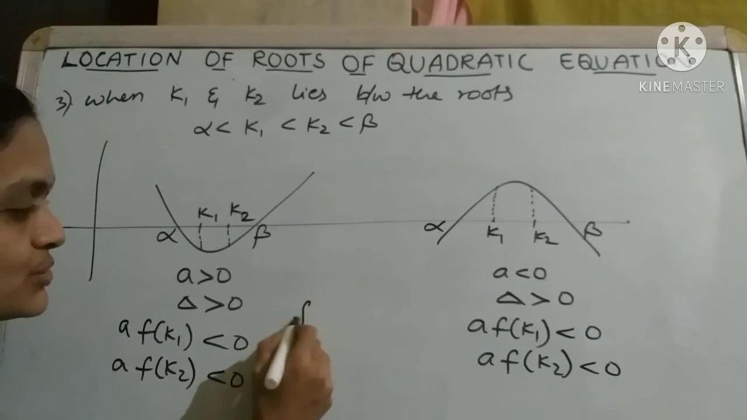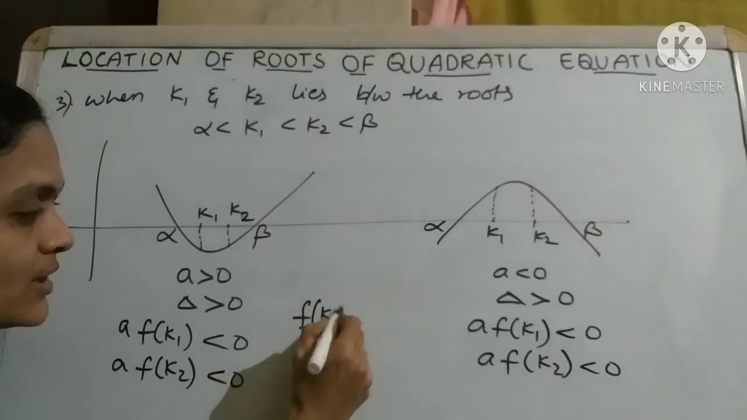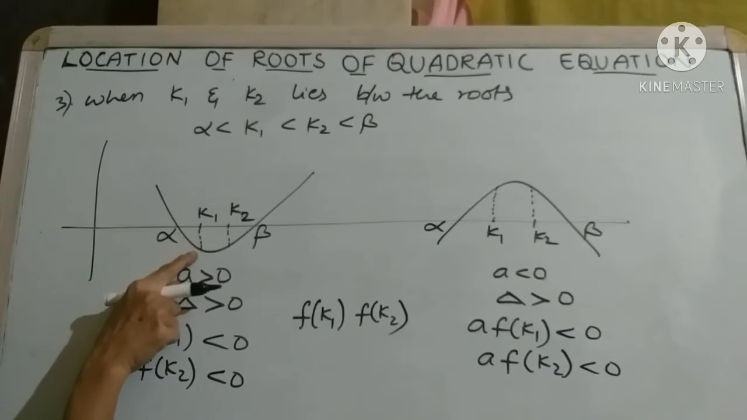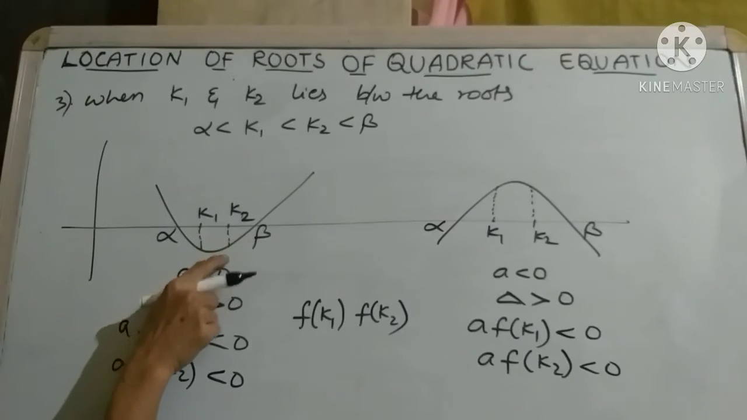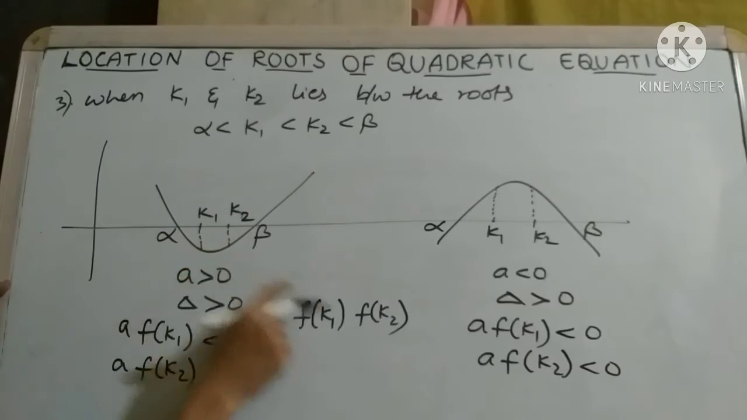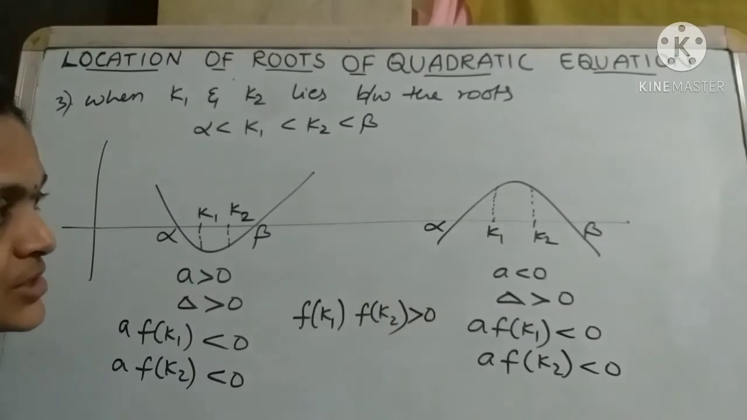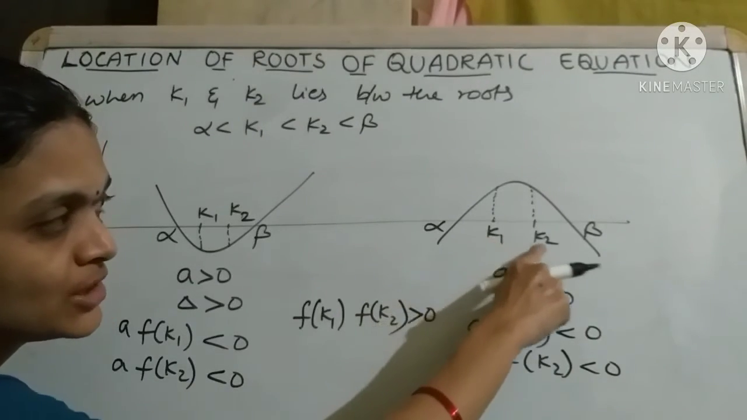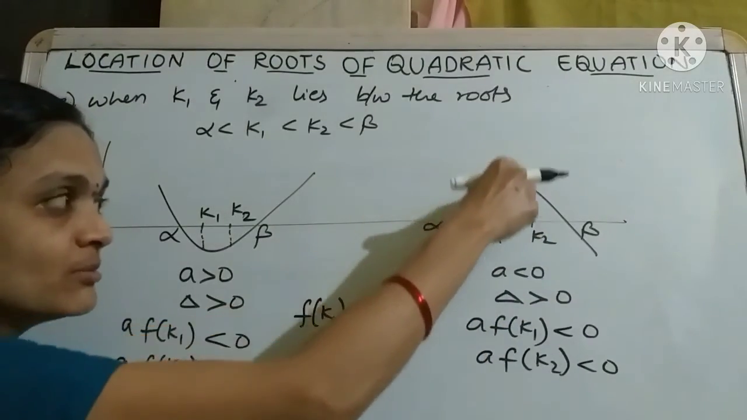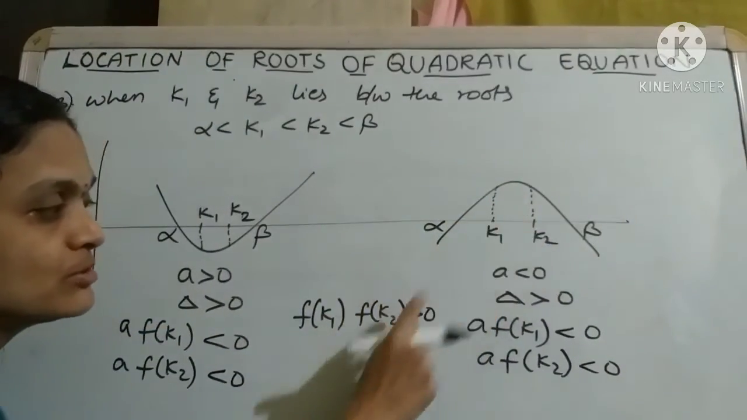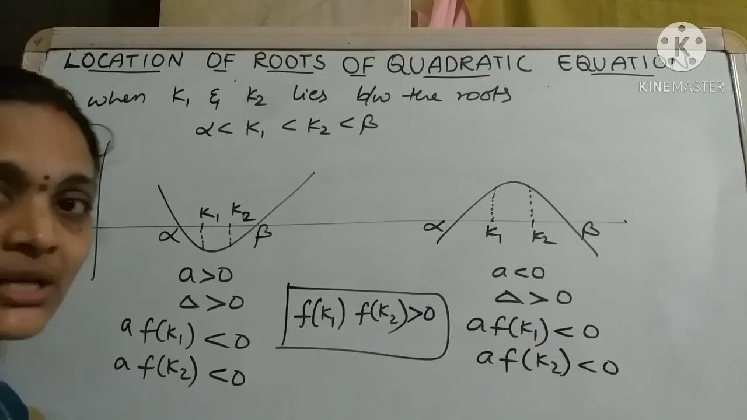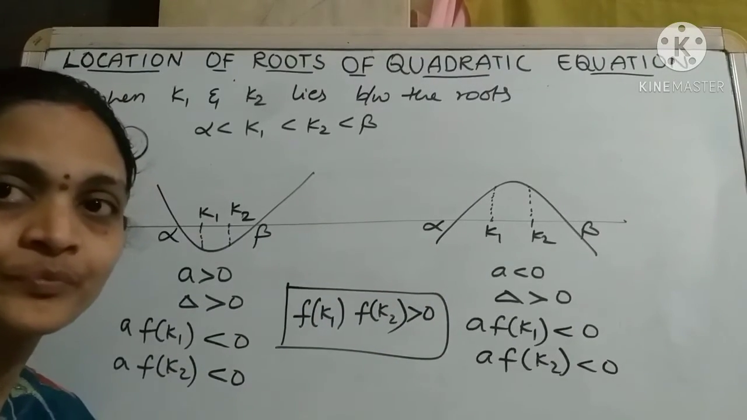Then product of these two once you observe, f of k1 into f of k2. Here f of k1 means negative, f of k2 also negative. So these 2 points touch the parabola at a downward position only, no? So minus into minus plus, that is greater than 0. Here also same, f of k1 into f of k2. These 2 points, these two real numbers touch the parabola at upward direction, means positive into positive, positive only. Means f of k1 into f of k2 is greater than 0. This is the third case.